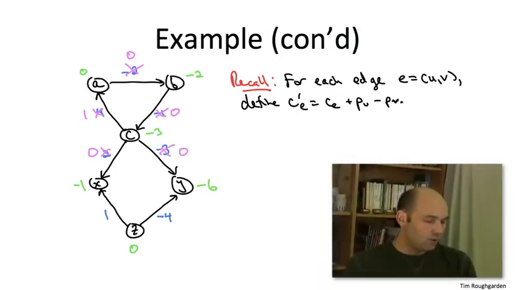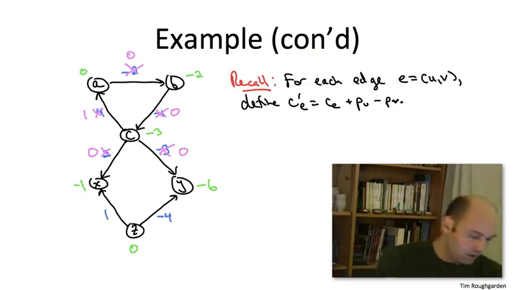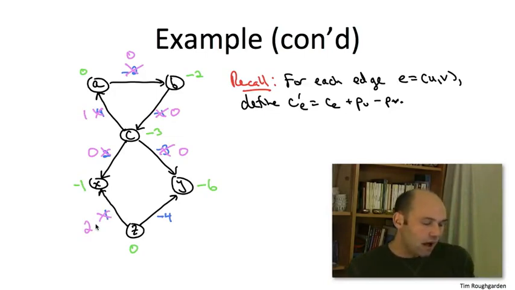For the arc Z comma X, we start with 1, we add 0, we subtract -1, so we get a new cost of 2. Finally, for the arc Z comma Y, we start with -4, we add 0, we subtract -6, that is, we add 6, so that gives us a new length of 2.